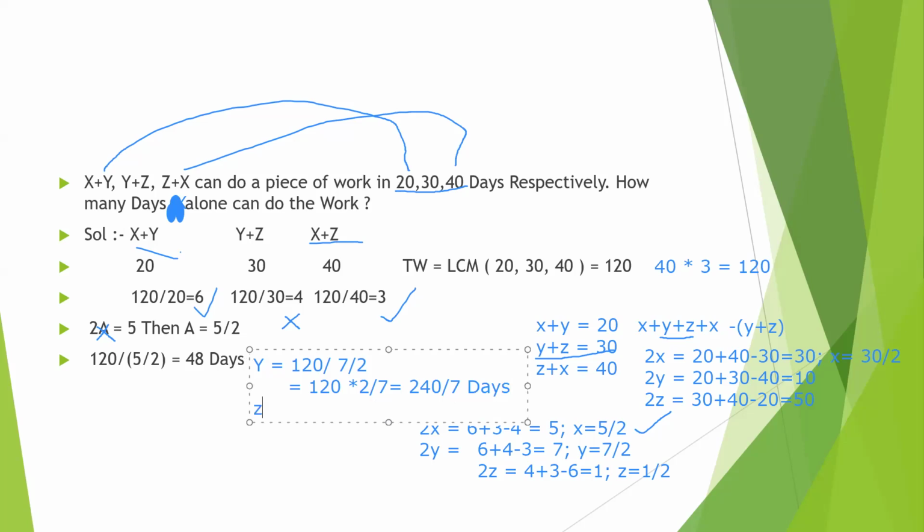In the same way, we can find the z alone can do the work. Total work is 120. Here z alone can do one day work is 1 by 2. That implies 120 into 2 is equal to 240 days. This is about x, y, and z alone can do the piece of work.